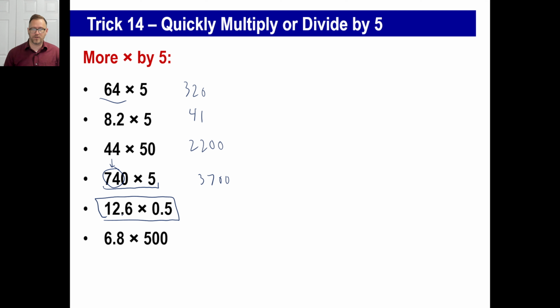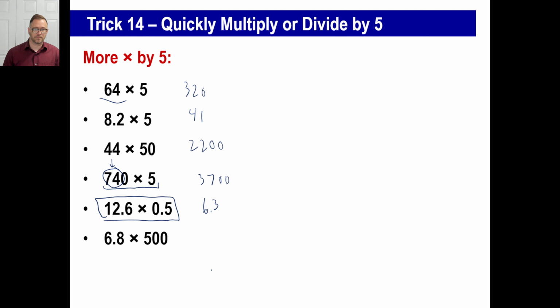This is not 12.6. It's just 126. What's a half of 126? Well, half of 12 is 6. Half of 6 is 3. So there you go. 12.6 times 0.5. Make it reasonable. What's half of 12 about? 6.3. Boom. There you go.